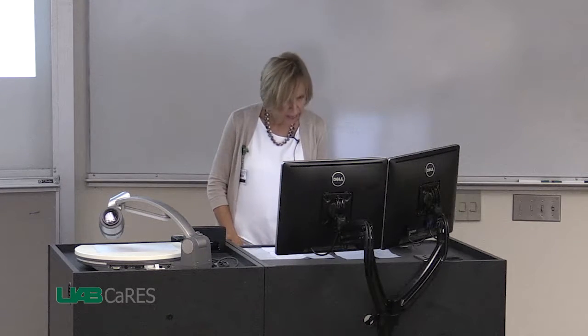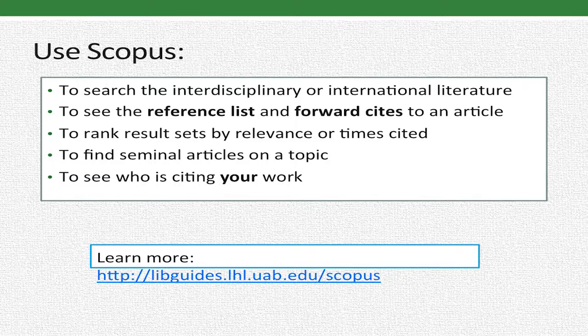It also gives you every article that has put the article you're interested in into its bibliography. Those are called forward citations. We'll talk about that a little bit more, but that also can be really helpful. So, what do you use it for? Interdisciplinary or international literature, and to see the reference lists and forward cites.